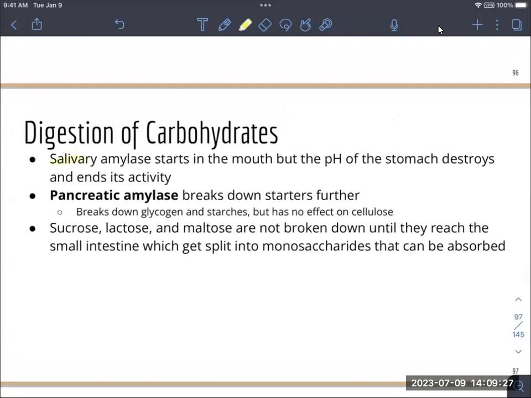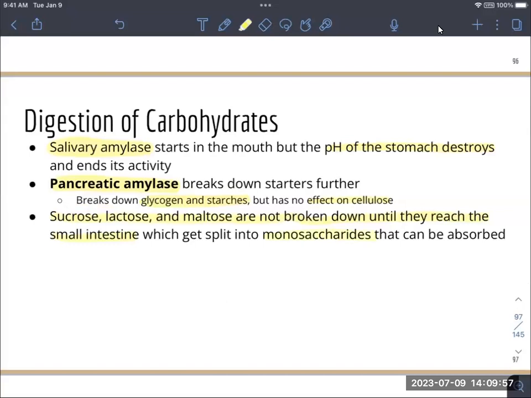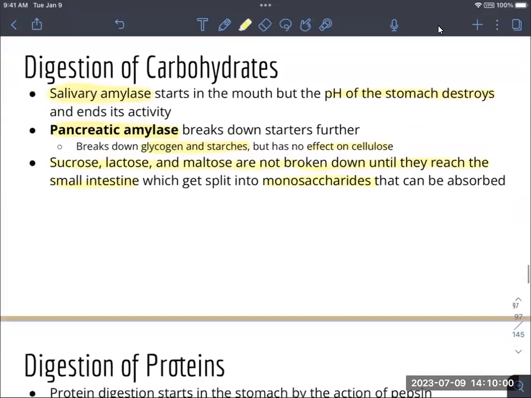So we have that salivary amylase starts breaking down those carbohydrates. The pH in our stomach kills that salivary amylase. Next, we get that pancreatic amylase that comes into the duodenum. It's going to break down glycogens and starches even further. Does not work on cellulose from plants. We get sucrose, lactose, and maltose. They do not start their breakdown until they get to that small intestine. They break down into monosaccharides where they can finally be absorbed.